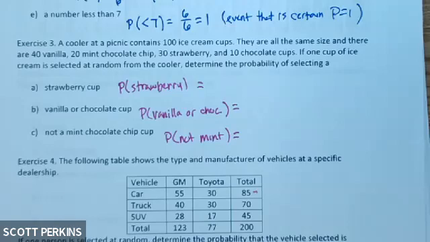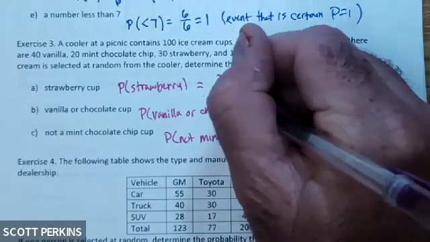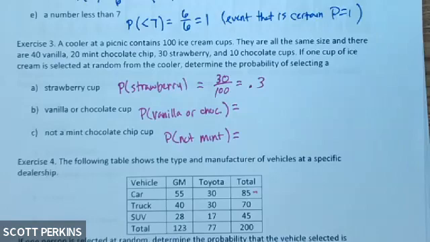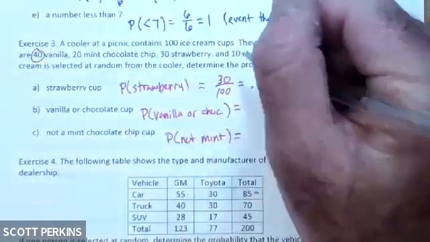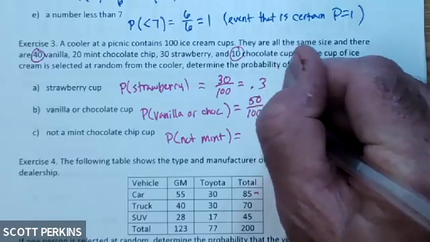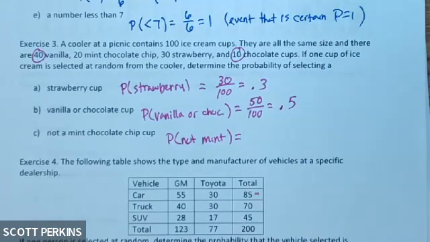All right, so when I select at random, what's the probability of strawberry? How many strawberry cups are there? Out of 100, perfect. So that's going to be 0.3 as a decimal, or 3 out of 10 if you reduce the fraction. How about vanilla or chocolate? There are 40 vanilla and 10 chocolate, so that adds up to a total of 50 successes out of the 100. So that's 5 out of 10 or 1 out of 2, 0.5. So half the time you're going to get one of those 2.